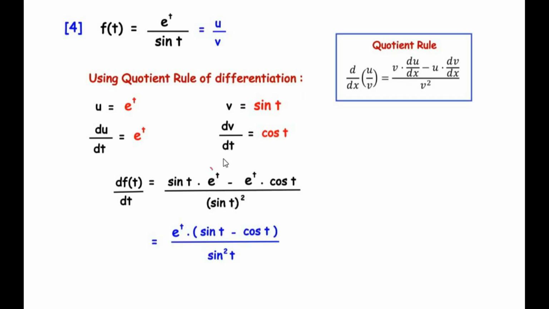Now we can see that e to the power of t and e to the power of t is a common factor. So we have pulled it out and it gets multiplied with the remaining terms, that is sin t minus cos t over sin t the whole square, which can be written as sin square t. So this is the answer, or this is the derivative of the given function f of t. Now let us move on to the next question.